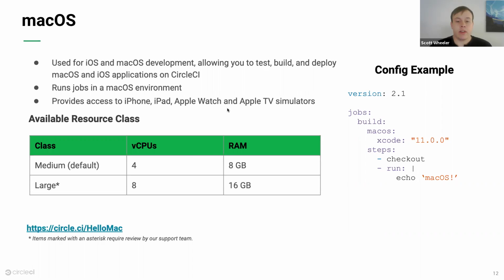The configuration example on the right will spin up a macOS executor with Xcode version 11.0.0. We'll check out the code from the repository and echo macOS using bash. For more information on the macOS executor, visit CircleCI/hello Mac.